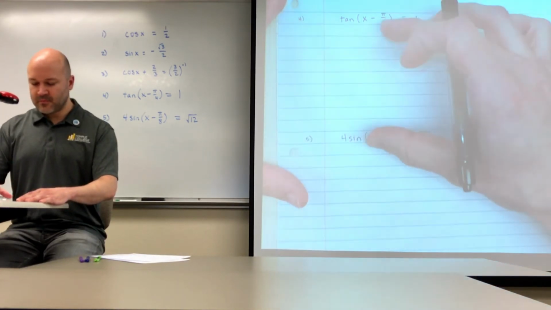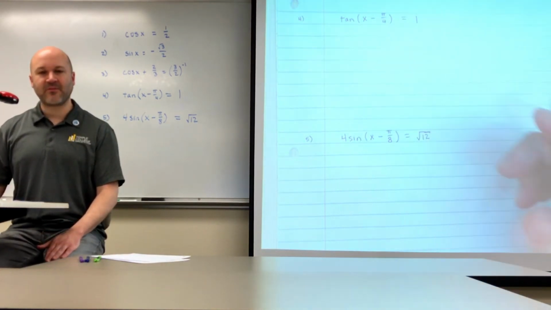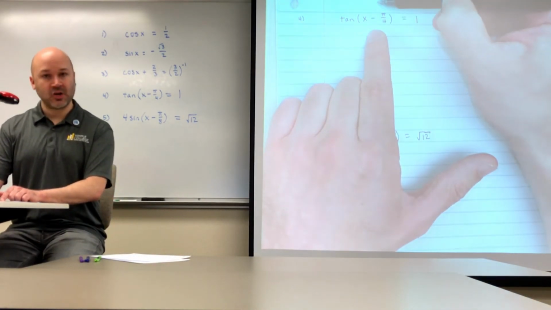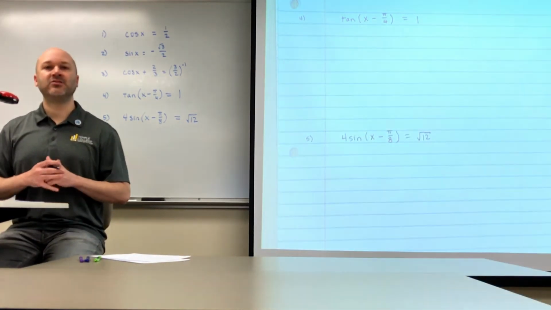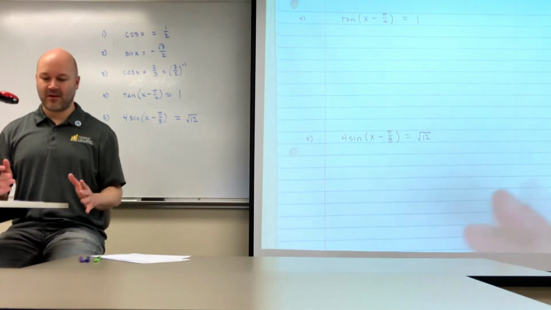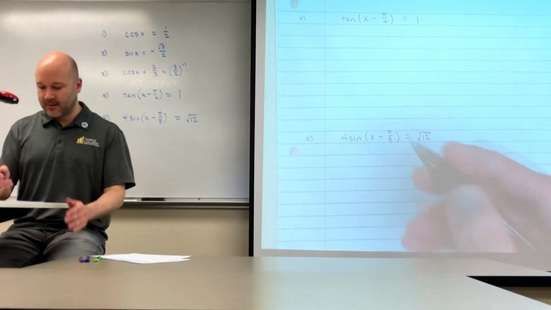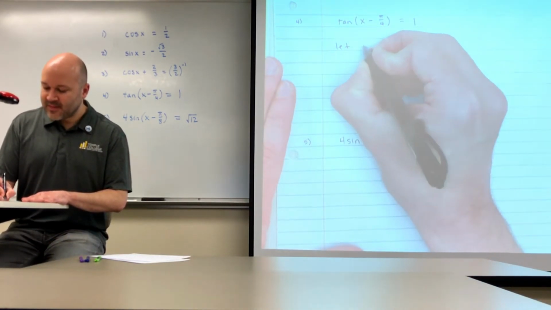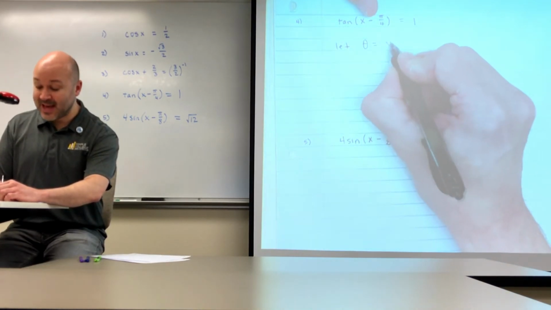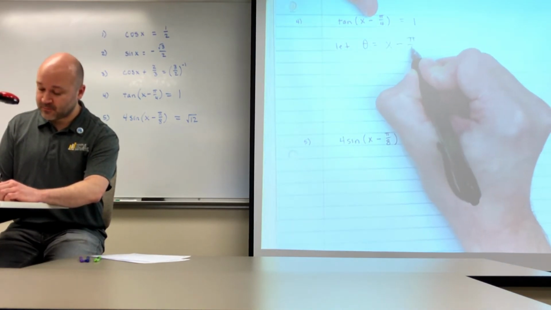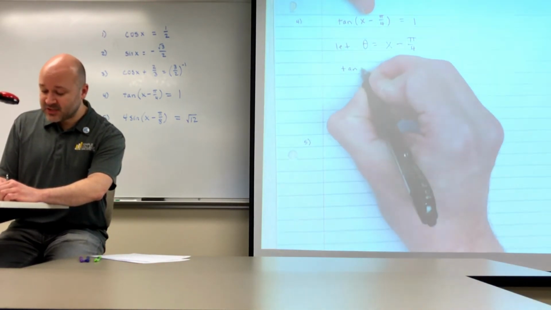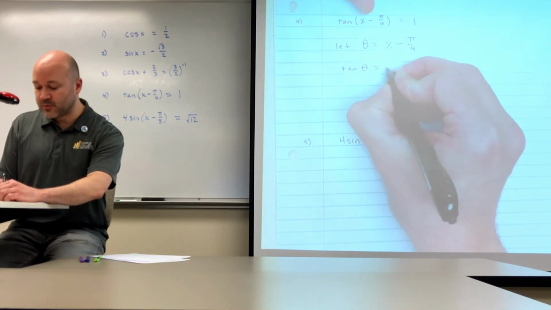So I think for this type of an example, number 4 and 5, when I have that phase shift or there's something going on inside that argument of the trig function, it may be easier to just replace whatever's inside the argument with another dummy variable. So I'll use something like theta. I'm going to let theta equal the argument of this trig function, x minus pi fourths. And then I'm going to rewrite the equation. So now I have tangent of theta equals 1.